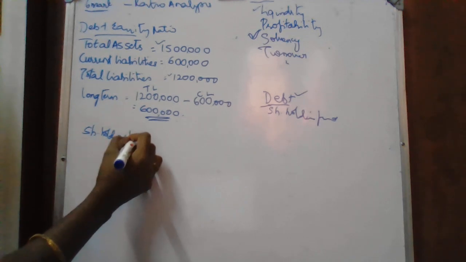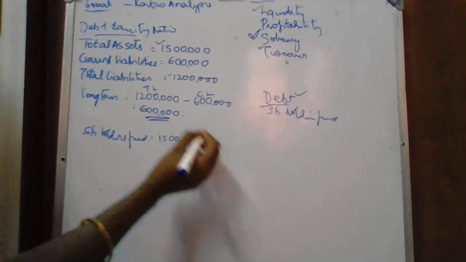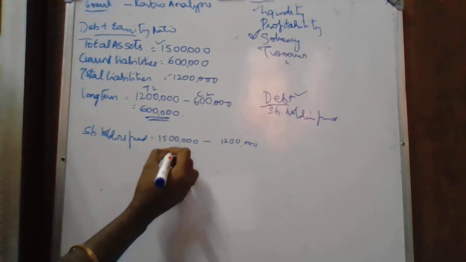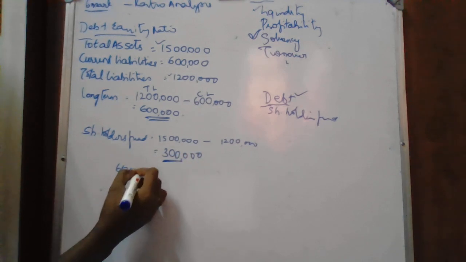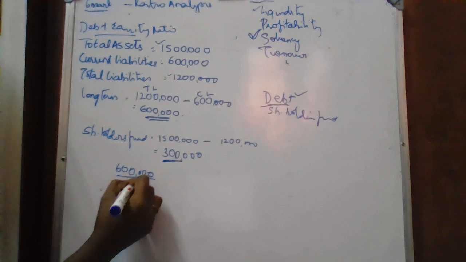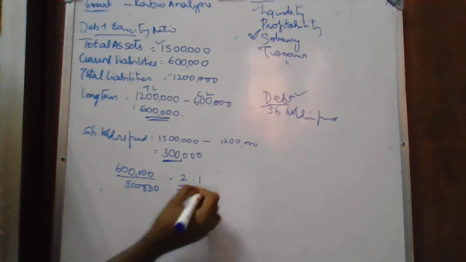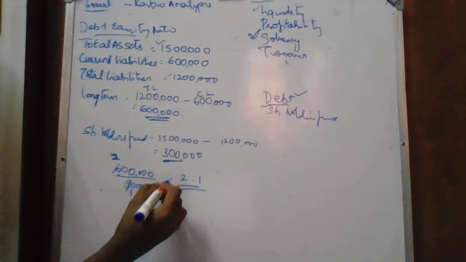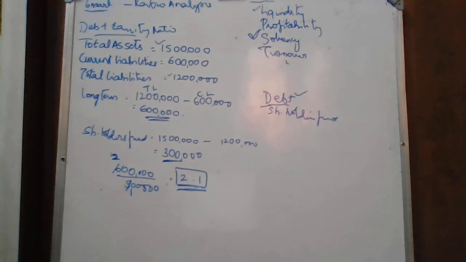Now we shall find out shareholders fund. How will we find shareholders fund? We have total assets of 15 lakh minus total liabilities, including long term and short term, of 12 lakh. 3 lakh is your shareholders fund. So it is just 6 lakh divided by 3 lakh. It is 2:1. This has to be written in the form of ratio. So 2:1 is the debt equity ratio.